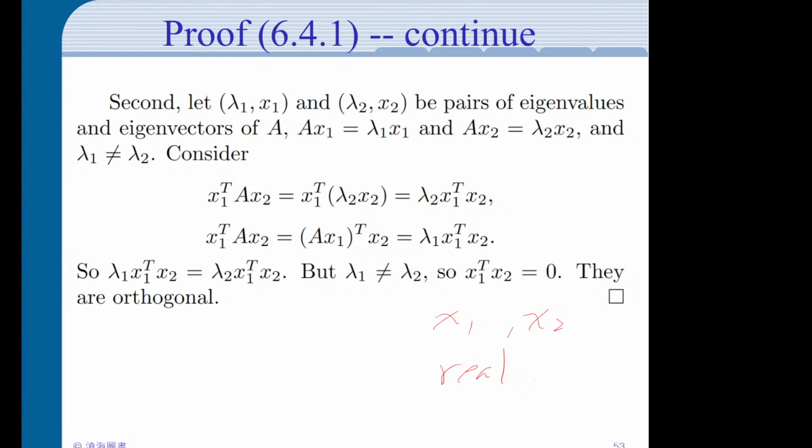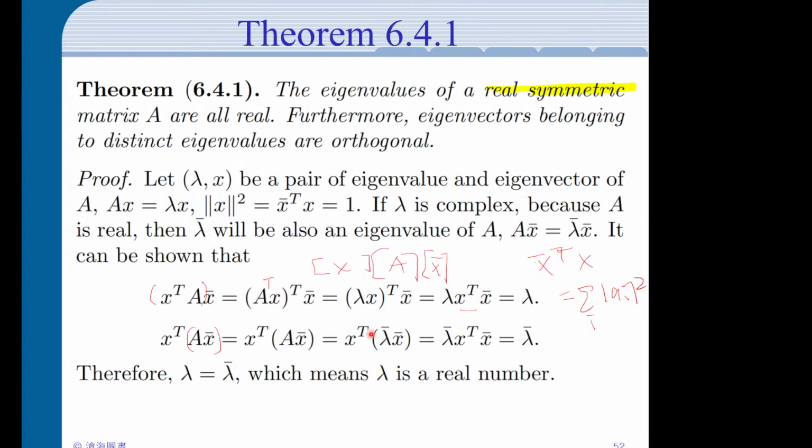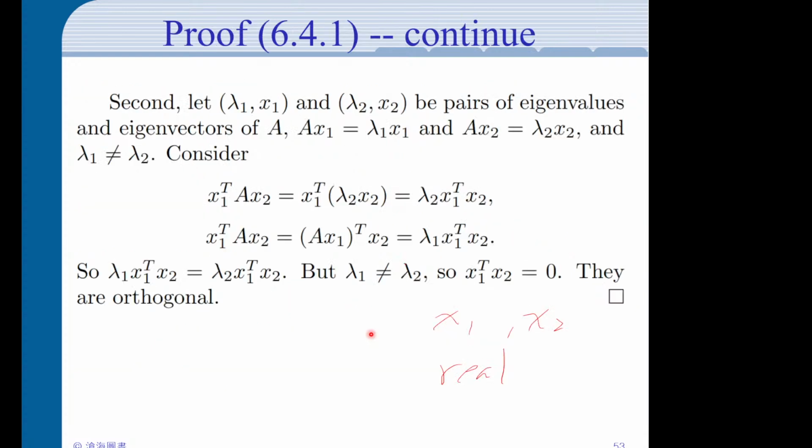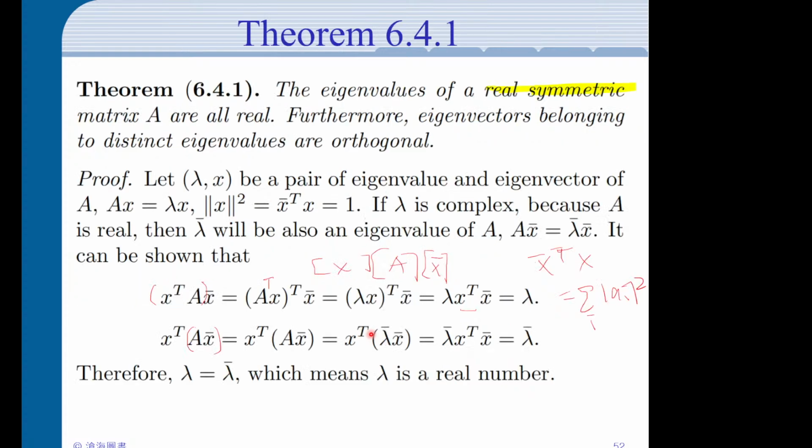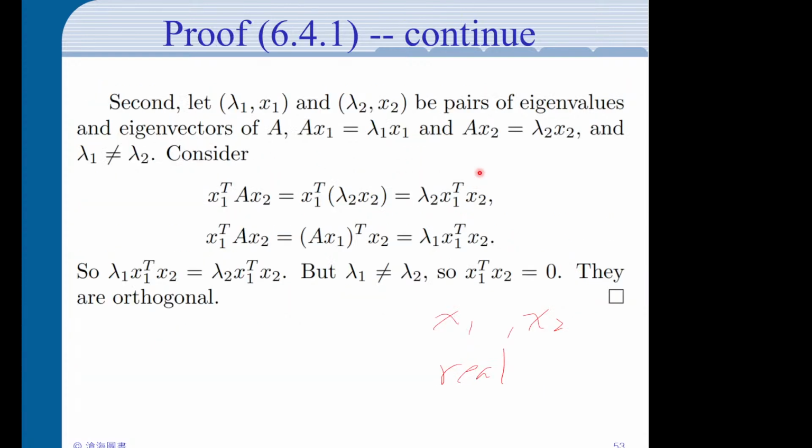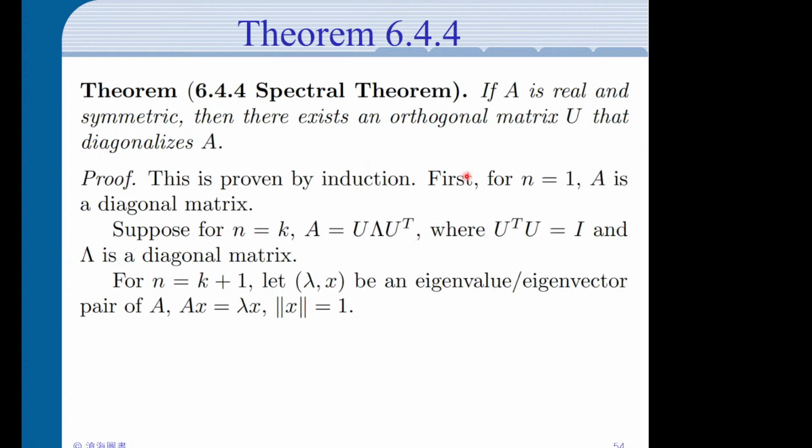And that's the first theorem. Any questions? You see the symmetric matrix has a very nice property. You have these real eigenvalues, and now if you have different eigenvalues, then the eigenvectors are orthogonal. And then we next want to say something even stronger.